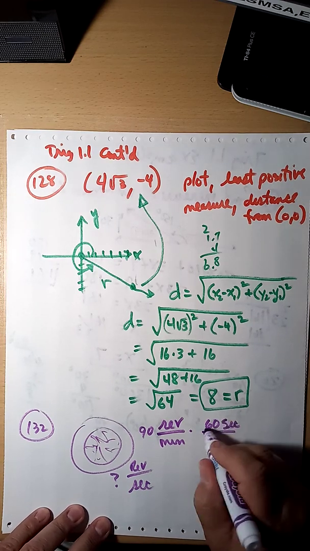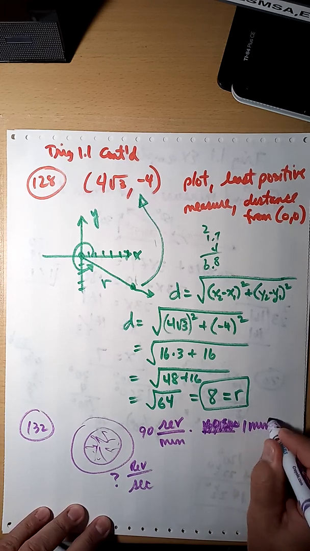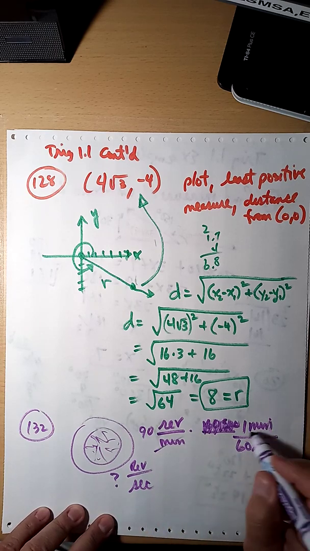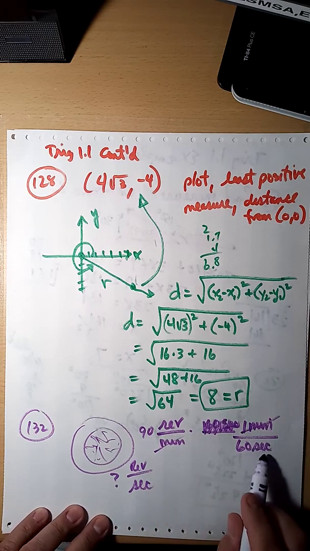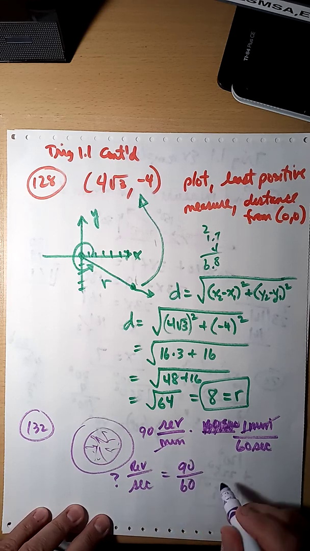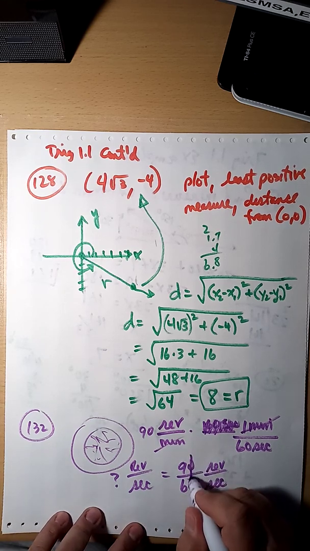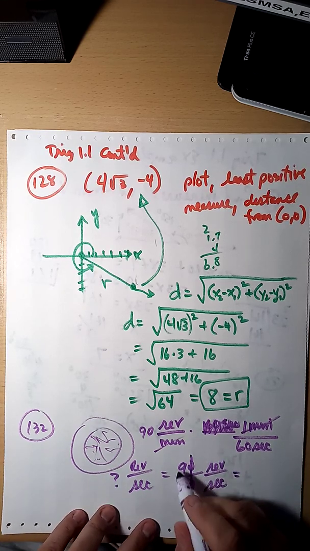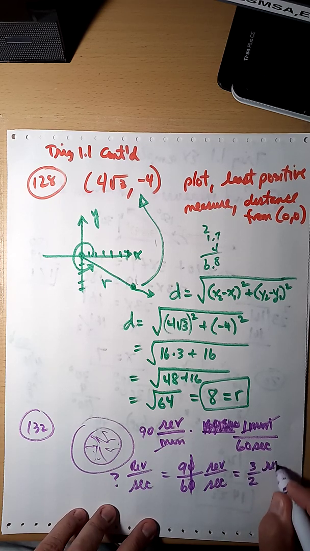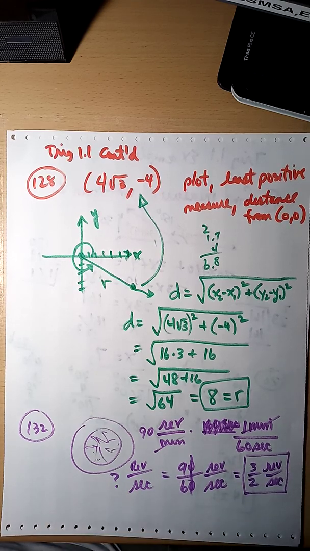Oops, I'm sorry. 1 minute is 60 seconds. The minutes cancel, and now you've got revolutions per second. So it's 90 over 60 revolutions per second. Cancel the zeros. Divide both by 3, you get 3 over 2 revolutions per second. So 1.5 revolutions per second.